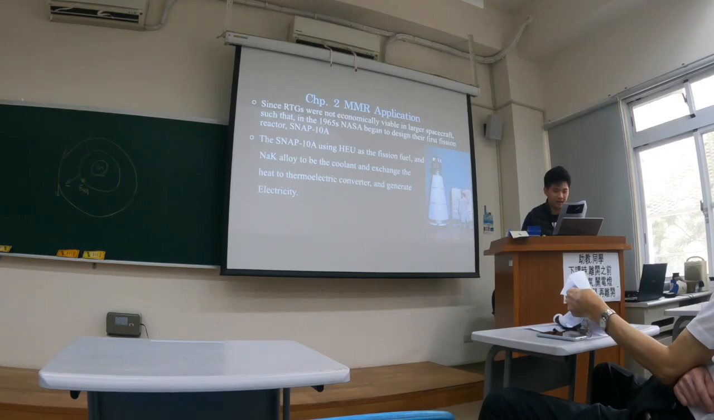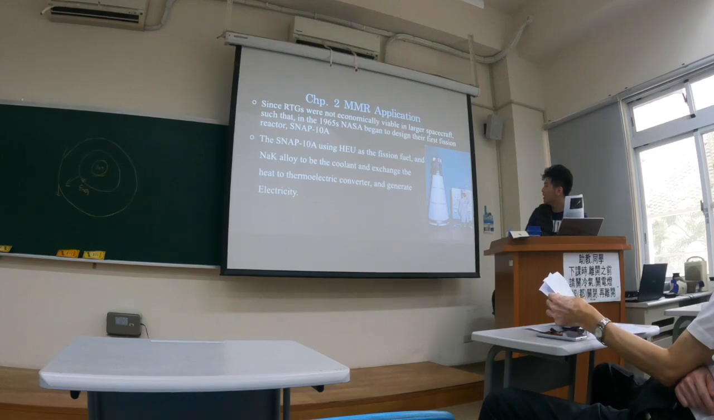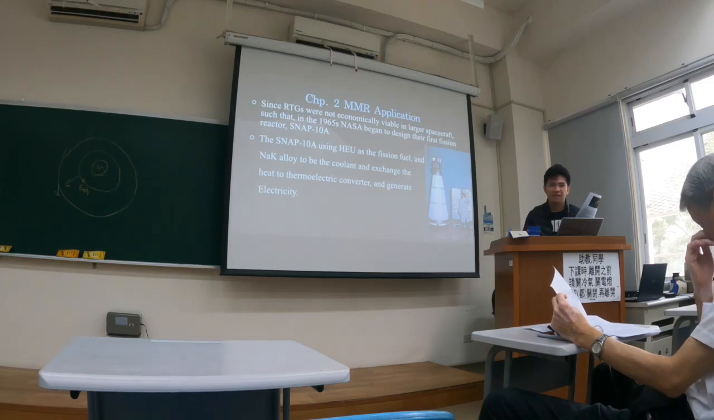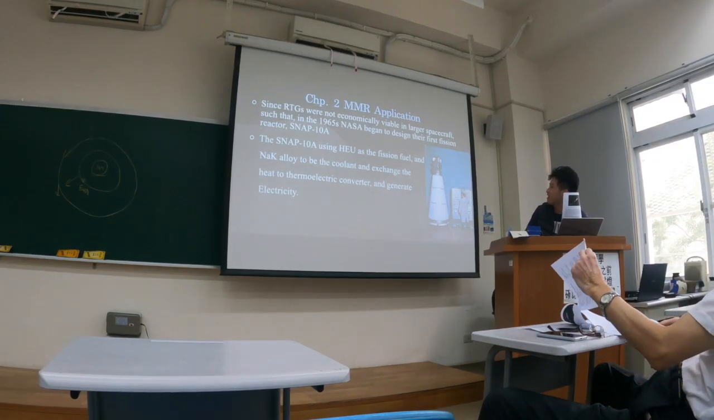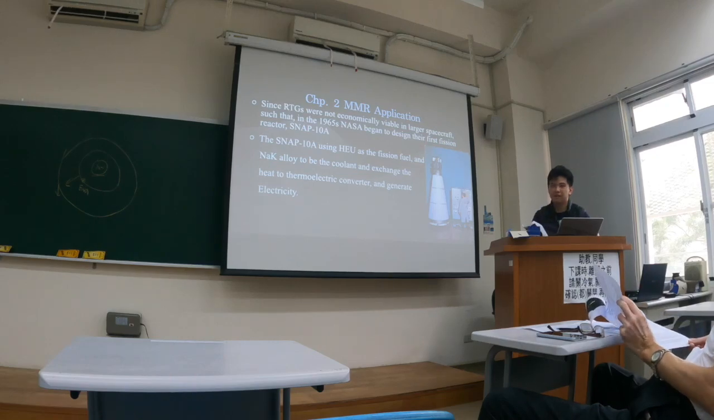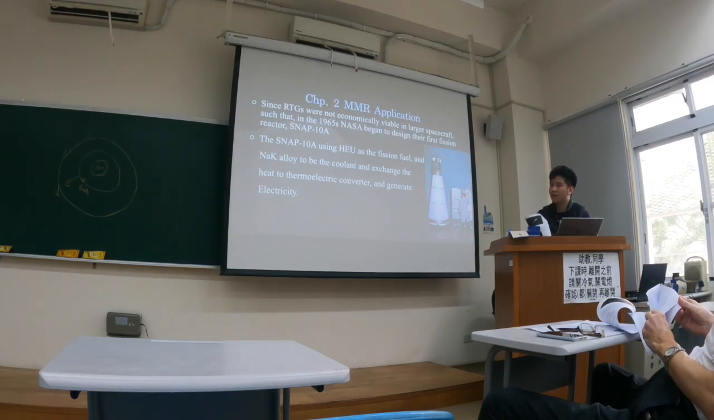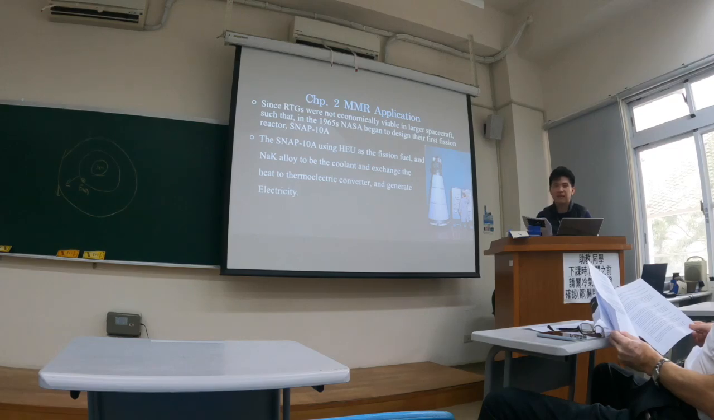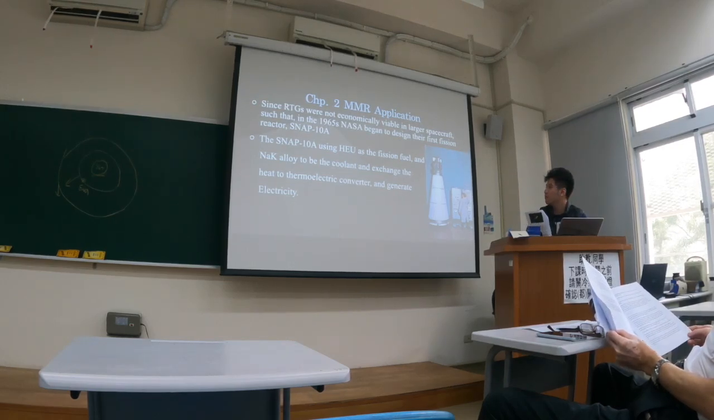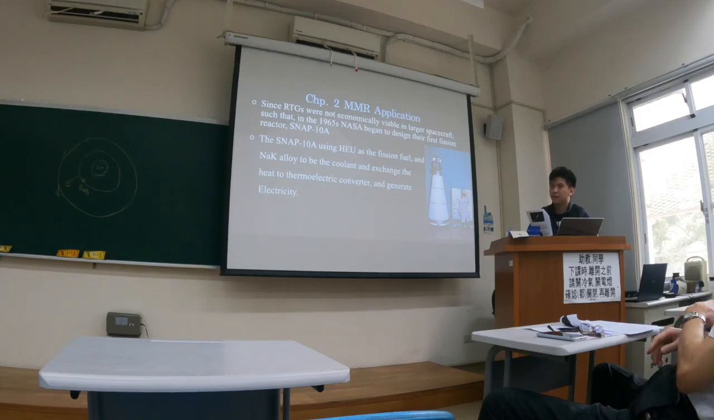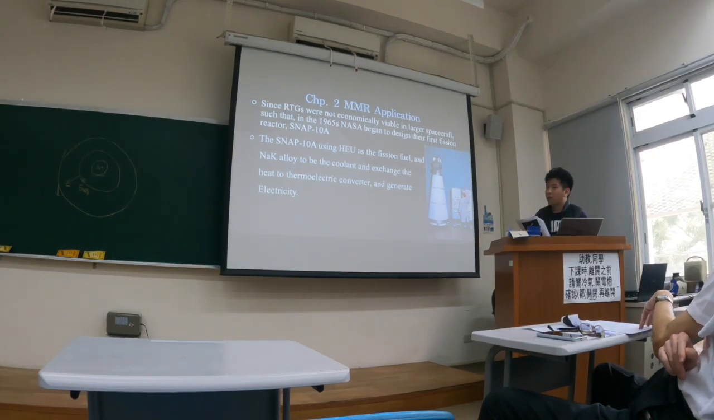In the CNR, SNAP 10A weight is 431 kilograms. And compared to the other components, it is a little kind of heavy, but its power generation is very large because the advantage of the CNR and MMR is that it can change the fuel rods. So we can bring more fuel rods to outer space, and in outer space we change the fuel rod to reach longer working years.